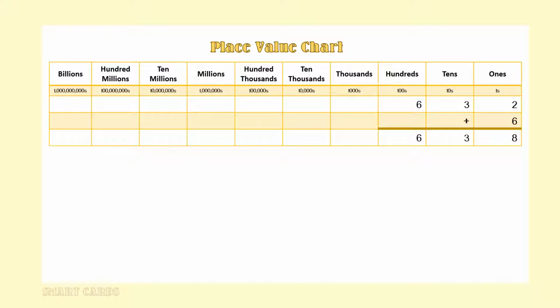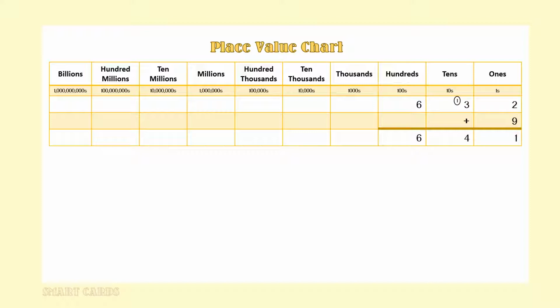Let's look at this example. In this example, we have 6 groups of 100, 3 groups of 10, and 2 ones. Let's add 6 more ones. When we do that, we get the resulting number 6 groups of 100, 3 groups of 10, and 8 ones. This is the number 638.